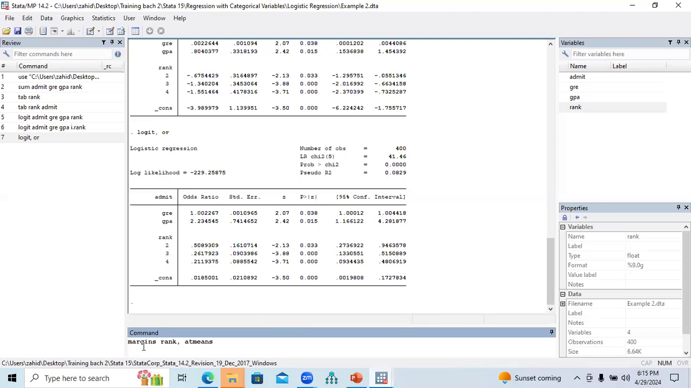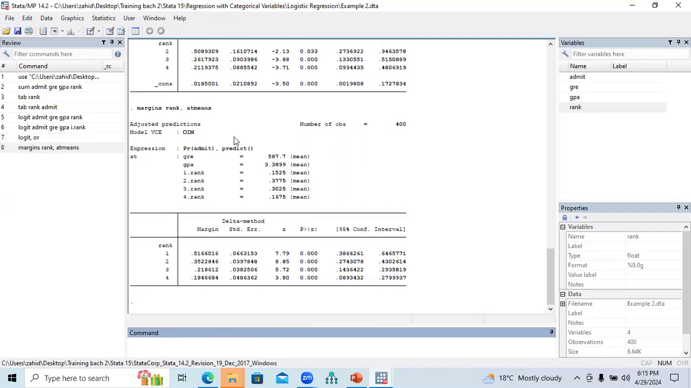So you need to write here margins, rank, which is our indicator variable among the independent variables, at means. All other variables are considered at means. We only need to consider the margin of the rank. So you click enter and you will see it: GRE with its mean, GPA with its mean, while the rank is also indicated. But here are the margins, and all the margins are statistically significant.